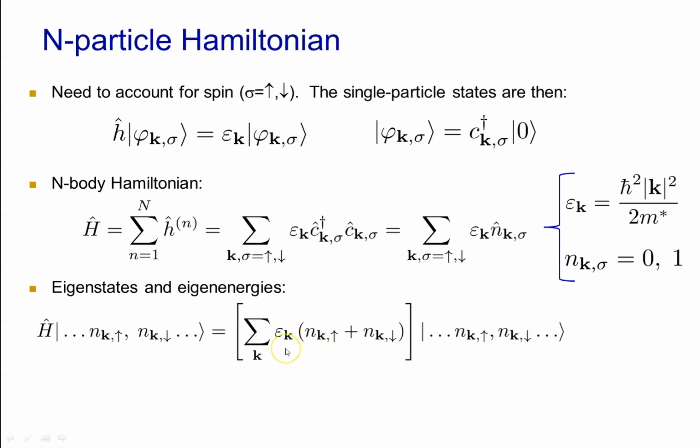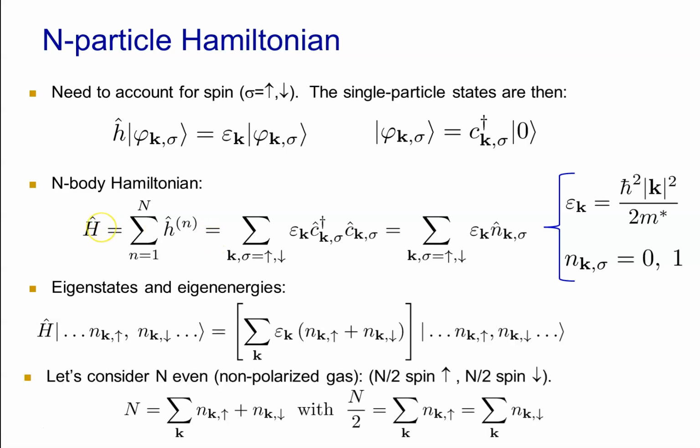And now we go to the occupation number basis, occupation number states, right? And we have here nk up, nk down, this Hamiltonian acting on these states will give me precisely that: a sum over k and a sum over sigma, which is precisely that times the state. So this is an eigenstate of this n-body Hamiltonian.